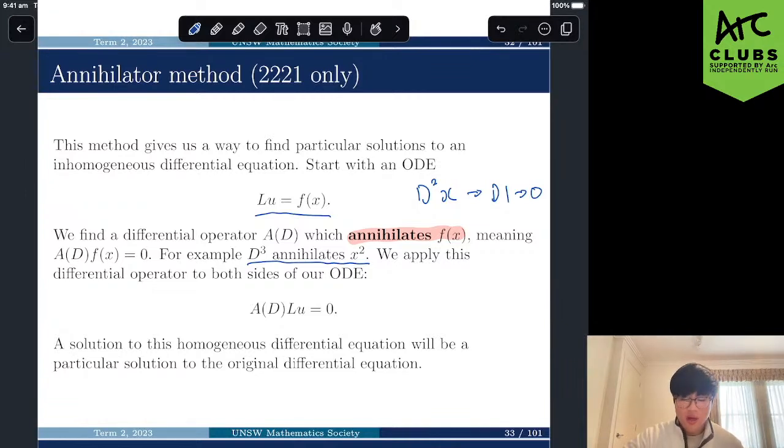And we want to multiply both sides by some differential operator such that the right hand side gets annihilated and all that we get left with is this left hand side. The solution to the homogeneous equation on the left hand side will then be the particular solution to the original differential equation.